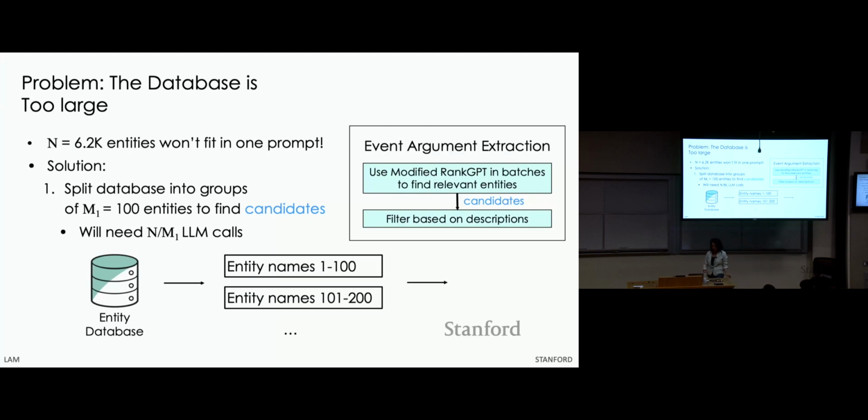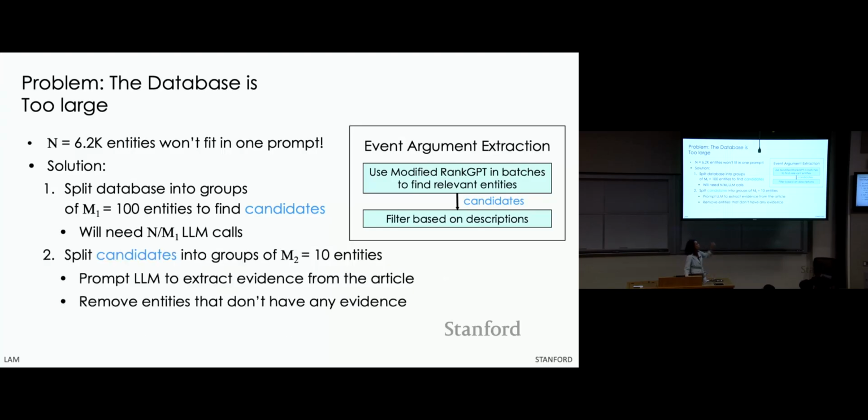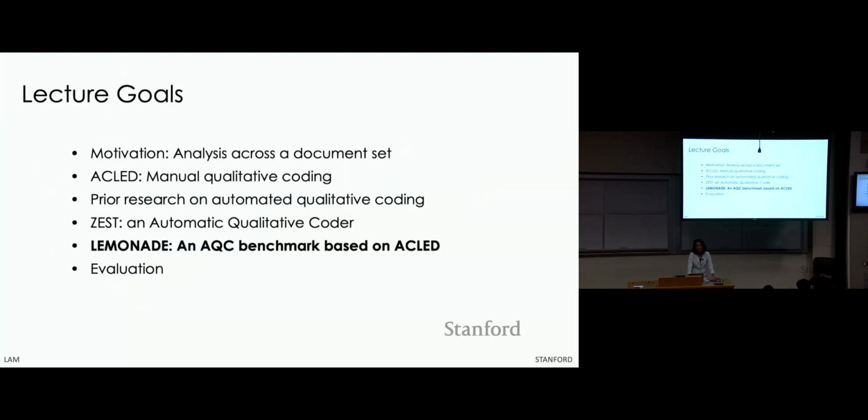Now that I have the relevant entities as candidates, I do the second step, and I take 10 entities at a time. For each entity, we give it the article and ask the LLM to extract the evidence from the article. This is kind of what we did with Q&A. It's much harder, forcing it to show that, yes, I know it is this particular group. And now we remove entities that don't have any evidence. We don't let it hallucinate. All right, so now we have the technique.